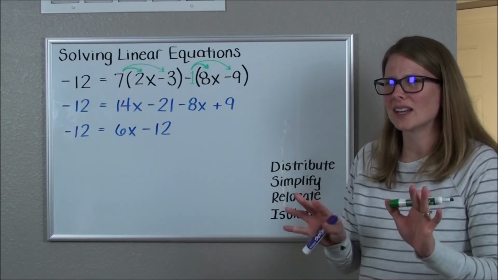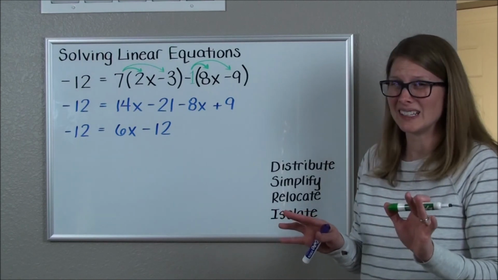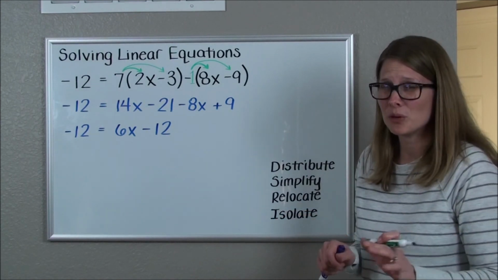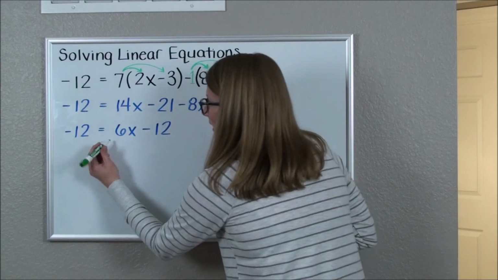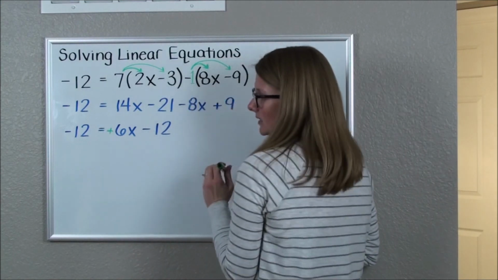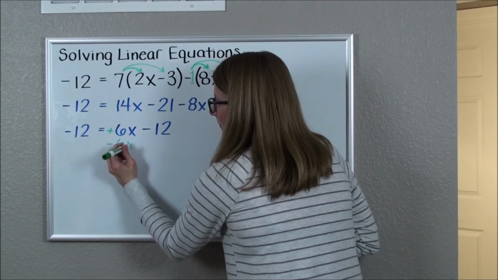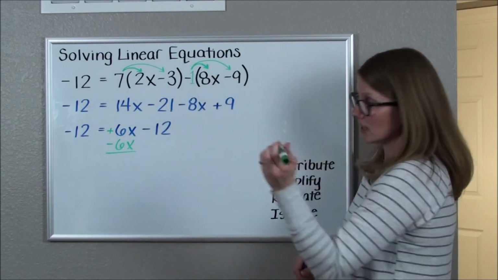So even though this is going to make me move stuff more than I really need to move stuff, I'm going to go ahead and move my x. I don't like him on the right. I'm going to take that positive x and subtract it, which is fine as long as I do it to both sides.